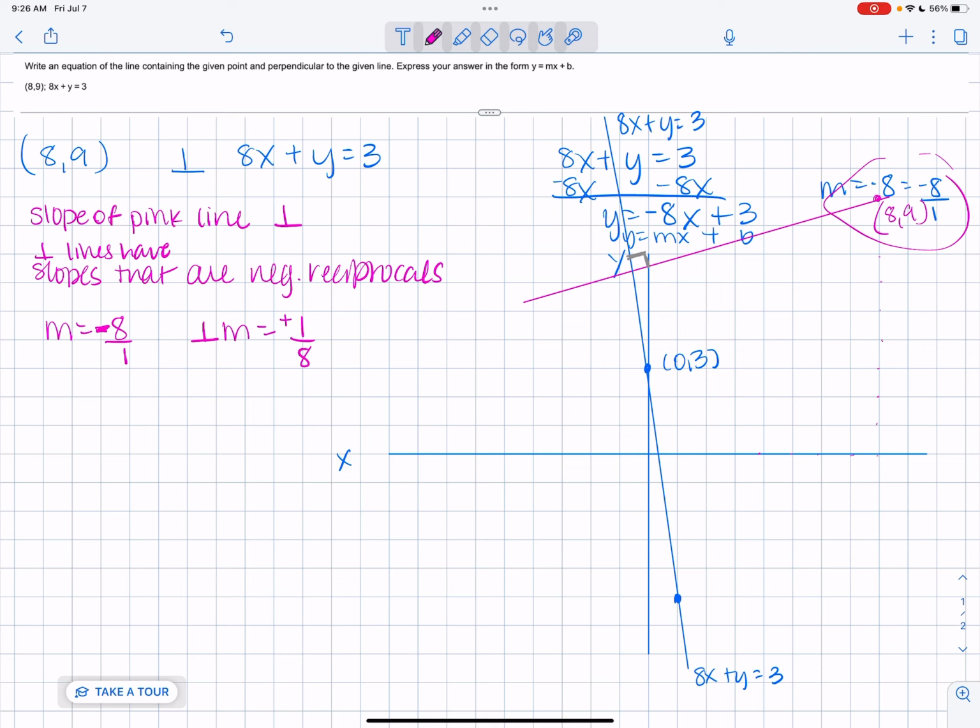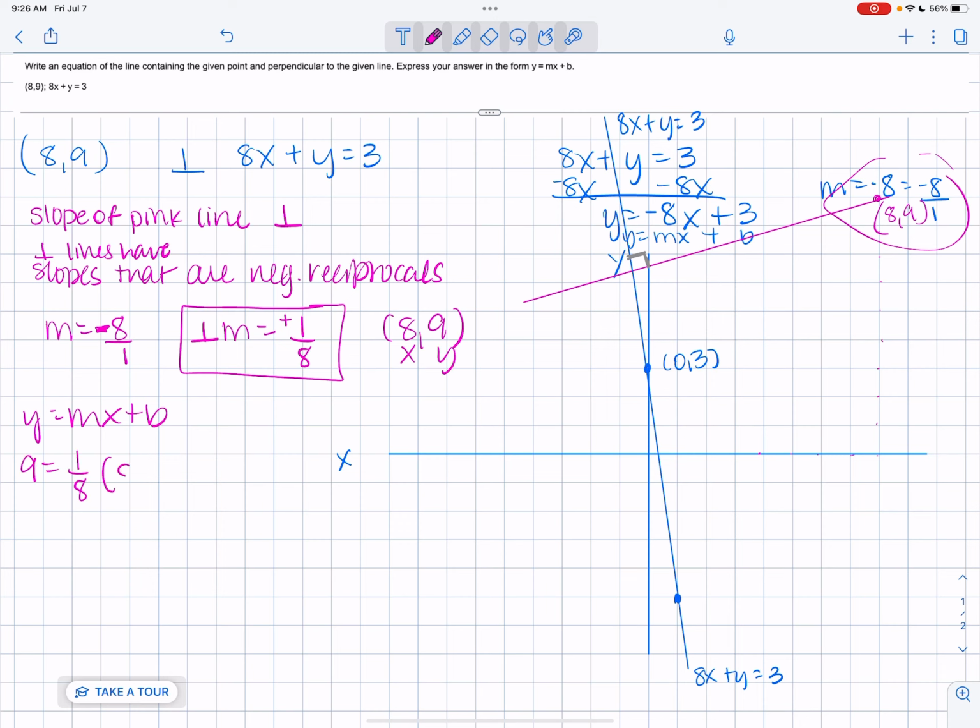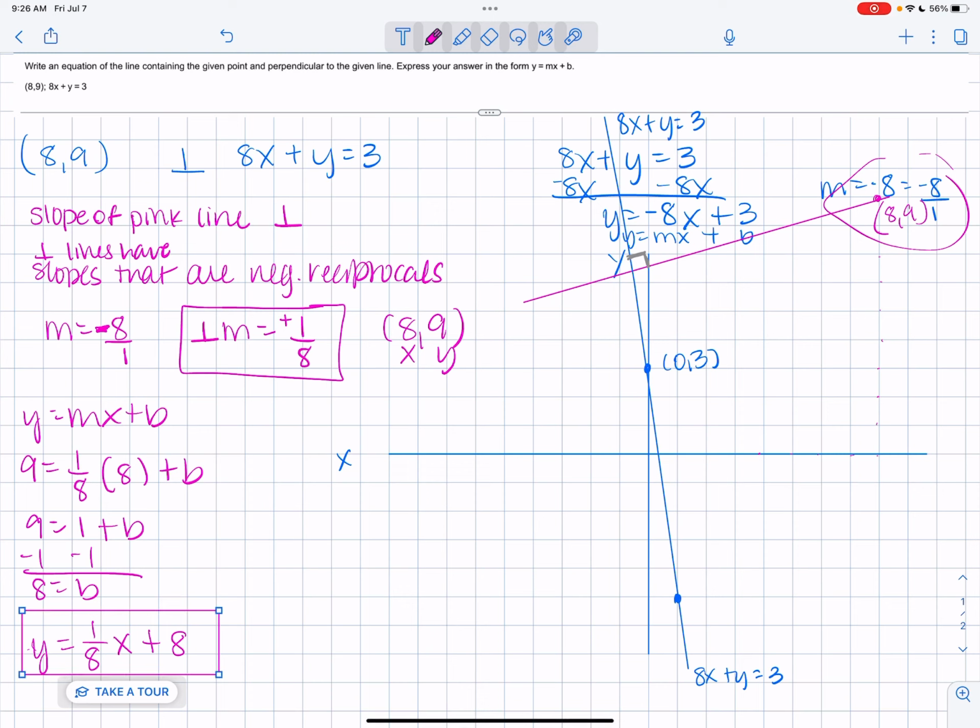So what we're supposed to do is use this slope and this ordered pair to write the equation of the line. Most students choose to use y equals mx plus b. This is x, this is y. So we have 9 equals 1/8 times 8 plus b. 1/8 times 8 is 1. Subtract 1 from both sides. That gives us b is 8. To write the equation, we just plug in our slope, 1/8, x plus 8. So right here, this should be the equation of the pink line.